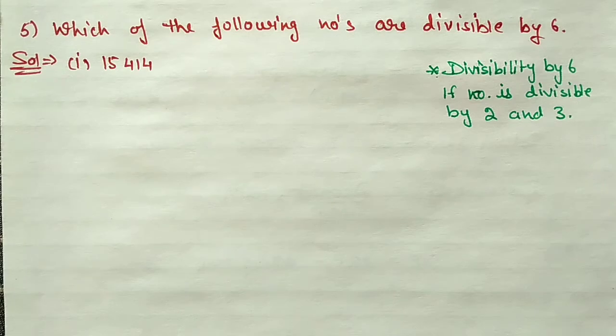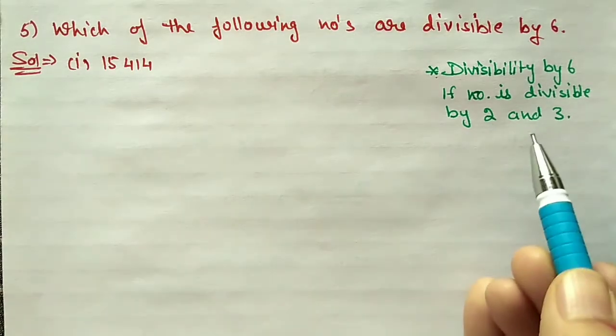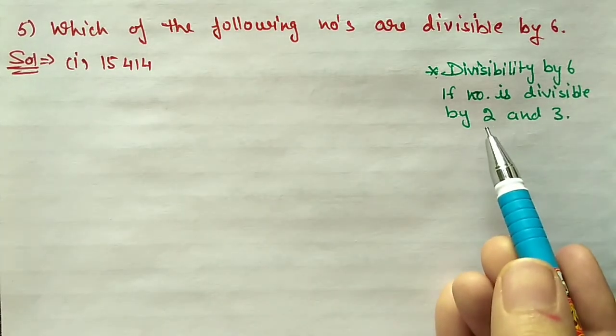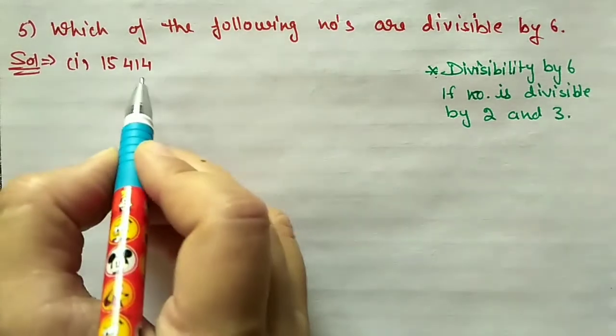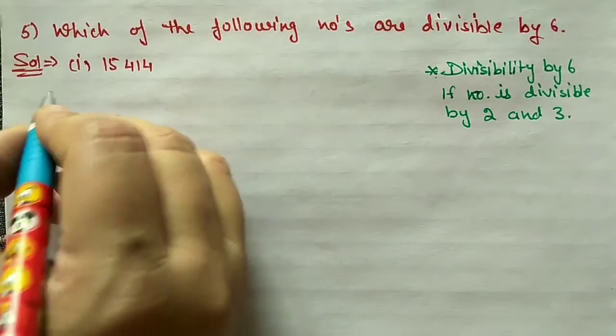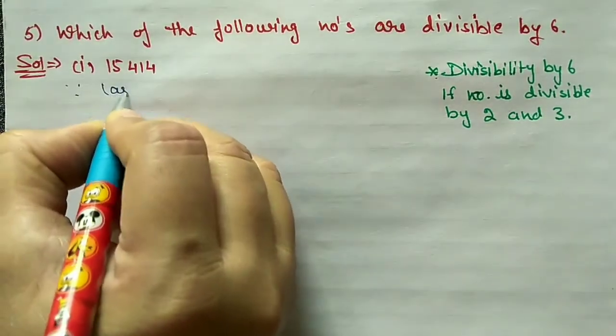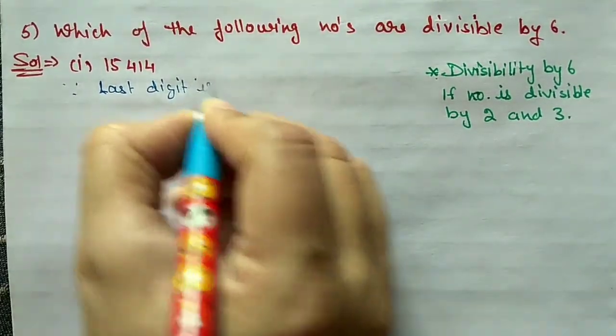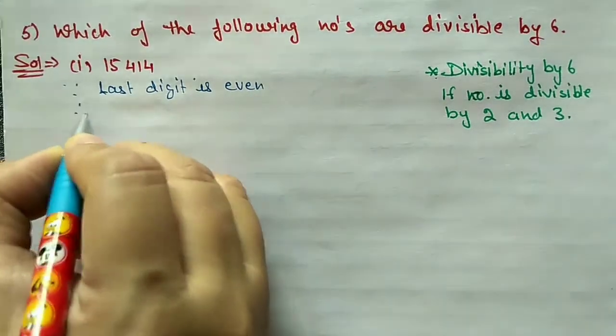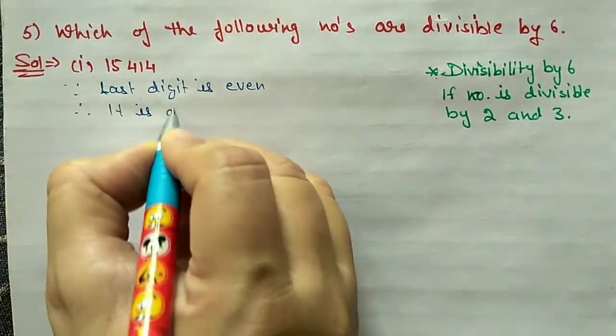Next we have question number 5. Which of the following numbers are divisible by 6? So to check the divisibility of 6, we have to check whether the number is divisible by 2 and 3 or not. For 2 we have to see the last digit, and for 3 we have to see the sum of digits. So here this last digit is even, therefore it is divisible by 2.